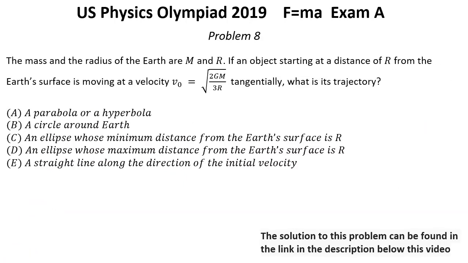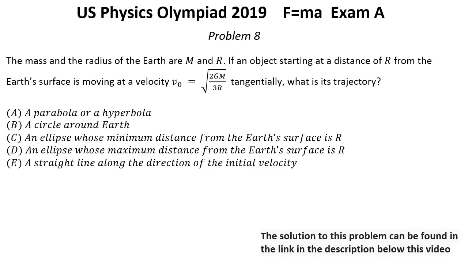Problem number 8. The mass and the radius of the Earth are M and R. If an object starting at a distance of R from Earth's surface is moving at a velocity v0 equal to the square root of 2GM over 3R, tangentially, what is its trajectory? Solution for problem number 8.